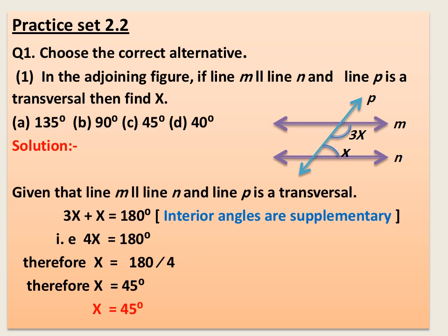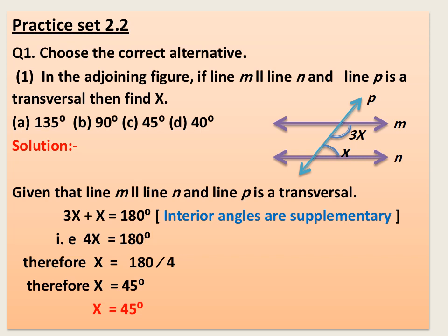Question 1. Choose the correct alternatives. In this, the first sub-question is: in the adjoining figure, if line M is parallel to line N and line P is a transversal, then find x. Options are A) 135 degrees, B) 90 degrees, C) 45 degrees, and D) 40 degrees.